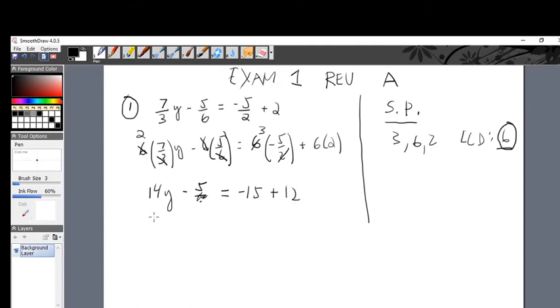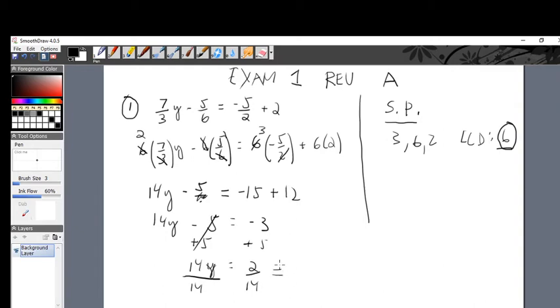Okay, so now continue. 14y minus 5 is equal, not skipping any steps here, to -3. Minus 15 and 12 is -3. Plus 5 on both sides. This is gone, I got 14y. 14y is equal to +2. Divide by 14 on the left, divide by 14 on the right.